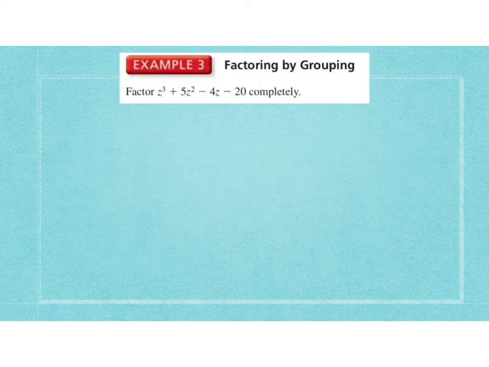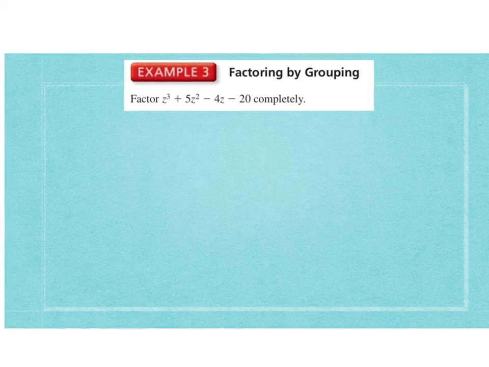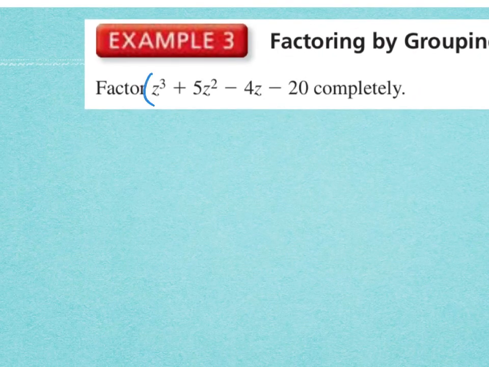Let's go to example 3. So here we have 4 terms. It tells us we're going to factor by grouping. But we see that we have 4 terms, so we know we're going to factor by grouping. So we start with our first 2 terms here, and then our second 2 terms would be here. What do we have in common in this blue parentheses? What can we take out in our first 2 terms? Z squared. So then what would we be left with? Z plus 5.